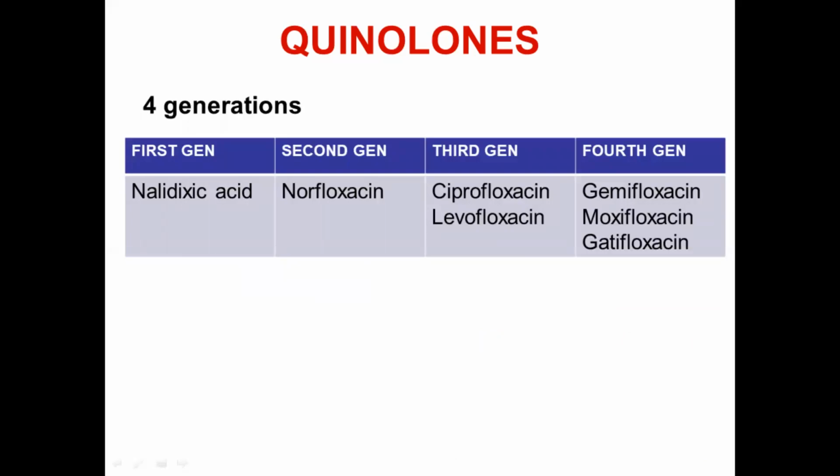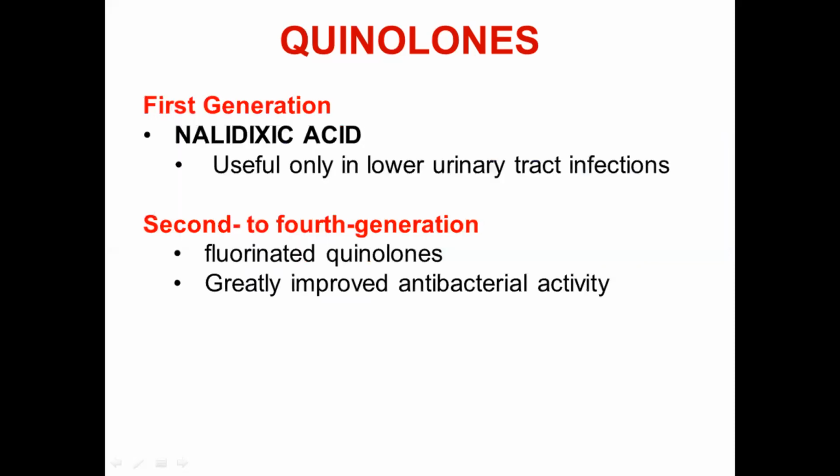And there are 4 generations as gaya ng cephalosporin, no? But in this class, may lumonti sila. So, pakitandaan na, syempre, no, pakakonti na yan. So, the prototype na nalidixic acid, it is used only for lower tract urinary tract infection. Pero currently, hindi na ako nakakakita ng ganitong drugs. So, the second to fourth generation are fluorinated. Sabihin, they have fluorine in it.